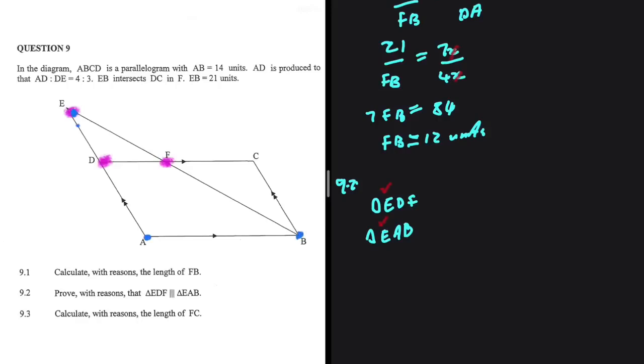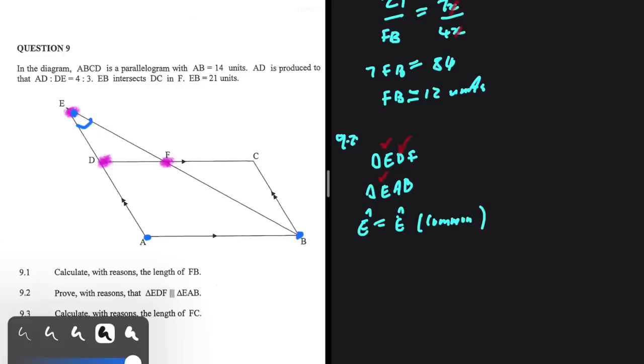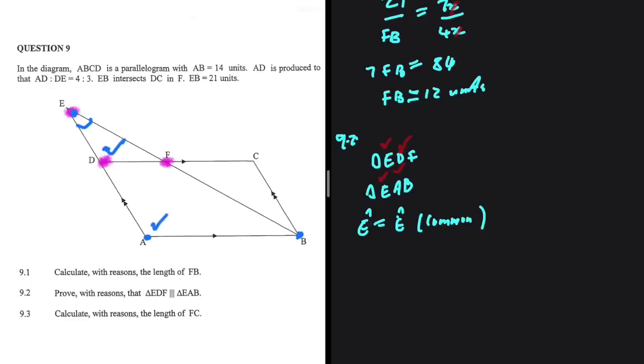We can see that angle E is a common angle. So we can say that E is equal to E. This is a common angle of the two triangles. Let's go to the angle that follows. Angle D in triangle EDF should be equal to angle A in triangle EAB. So we have angle A being equal to angle D.